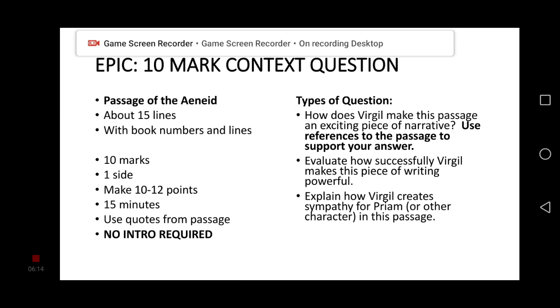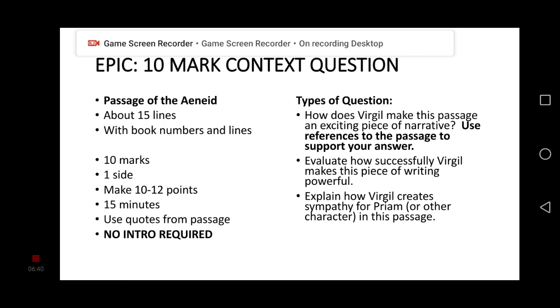The passage of the Aeneid kind of reflects the passage of the Odyssey, so another time-melt context question. About 15 lines with book numbers and lines, 10 marks, one side. Make 10 to 12 points; it's 10 marks, so better to make at least 11 points. Use quotes from the passage again, like the Odyssey, and again, no introduction is required.